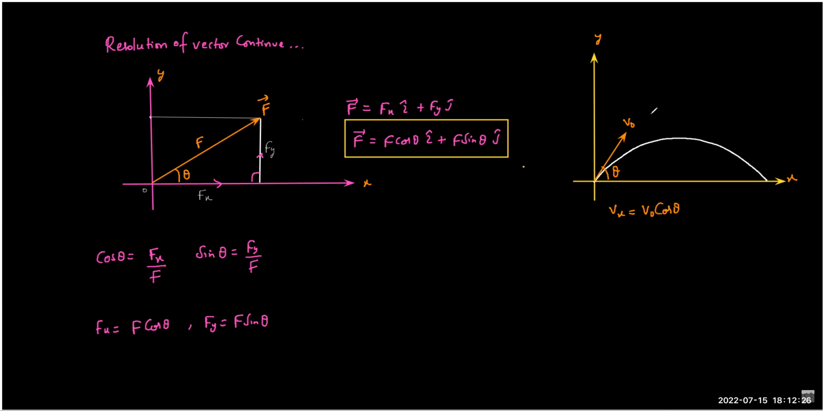This is how we read v naught. Okay. So now the vx we can write as v naught cos theta. What about vy? V naught sin theta.